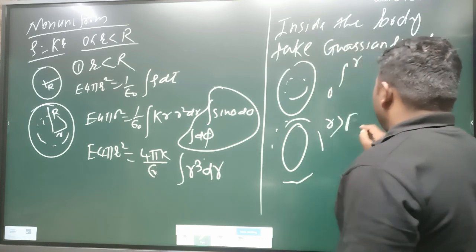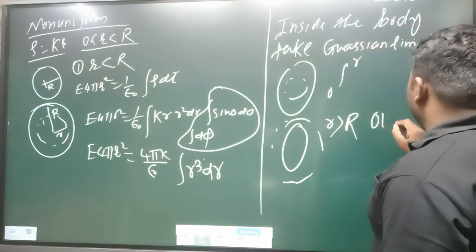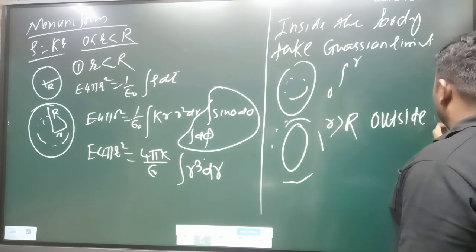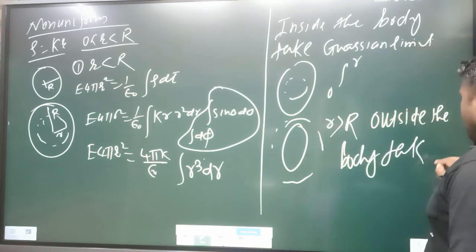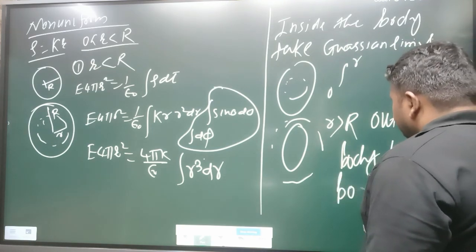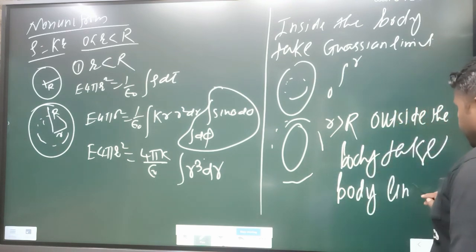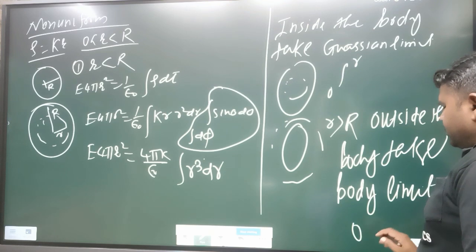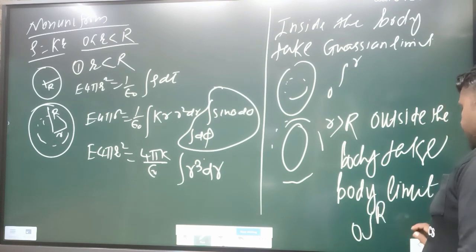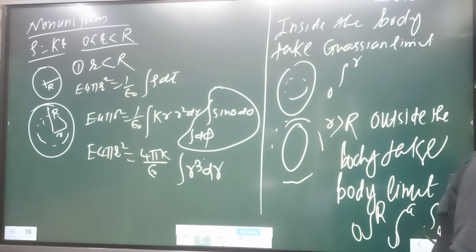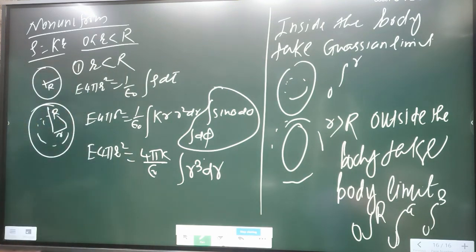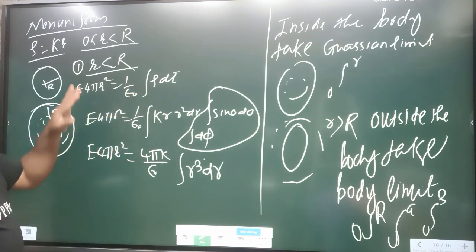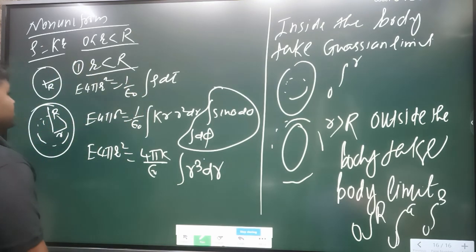Small r is greater than capital R means outside the body, so take the body limit: 0 to capital R, or 0 to A, 0 to B, whatever is given for the body. How to decide whether this is inside the body or outside the body? Small r less than capital R means inside.